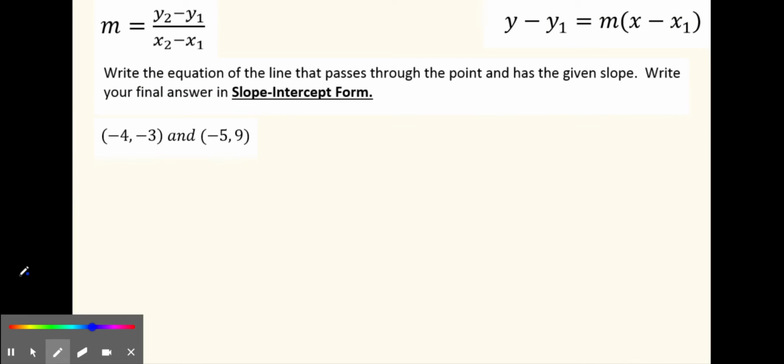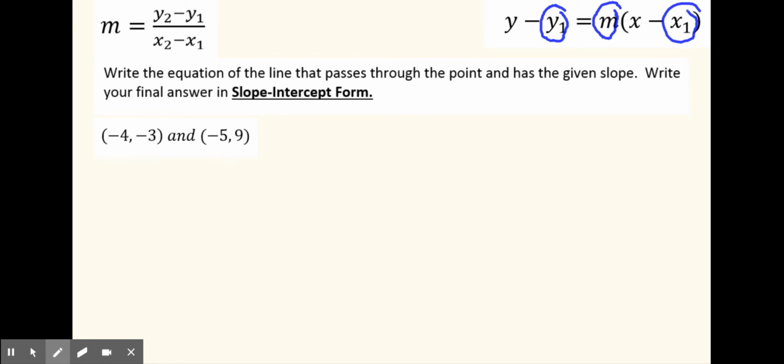All right, let's take a look at another example. Same instructions, we want to get into slope-intercept form, but we first need to start with that point-slope form. However, since it's 2 points, we also need to find the slope manually. They don't just give us the slope. We have to find the slope manually using this equation.